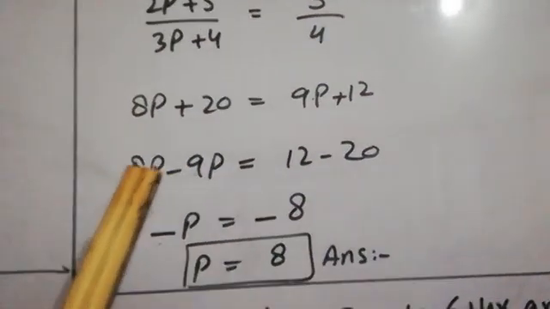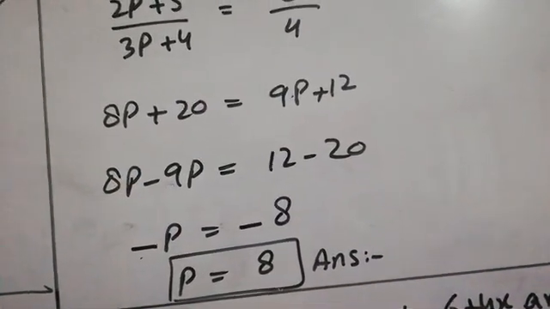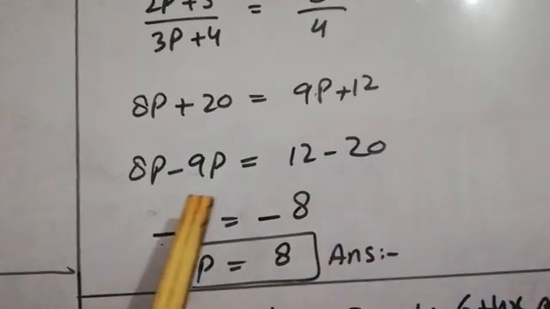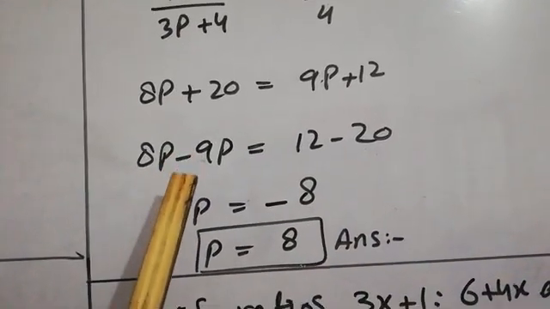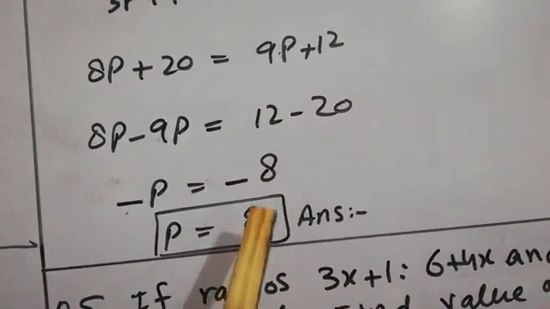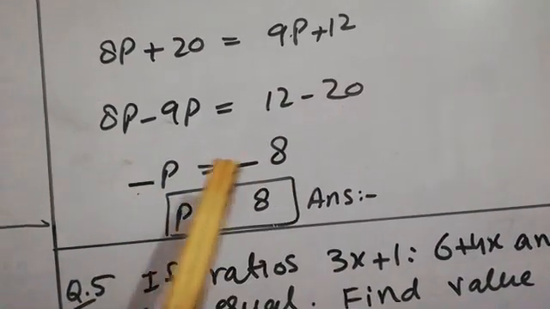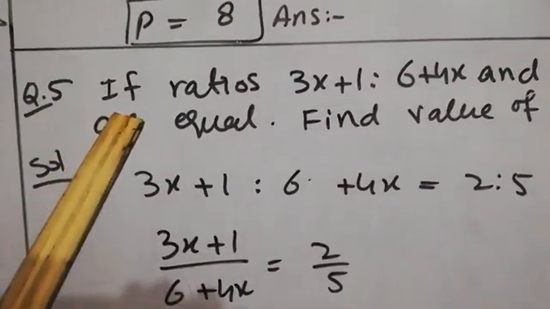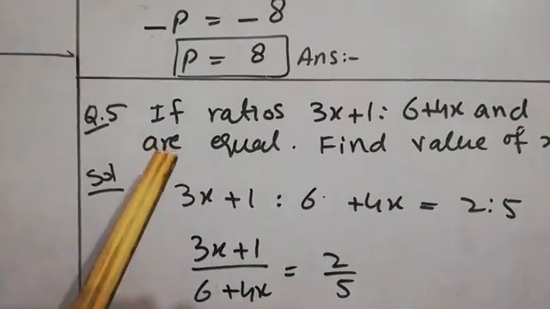Now we will combine the values of p on the left hand side of the equation and the constant values on the right hand side. Then we will get 8p minus 9p equals minus p, 12 minus 20 equals minus 8. Minus minus will be cancelled with each other and we will get the value of p, which is 8, and this is our answer.